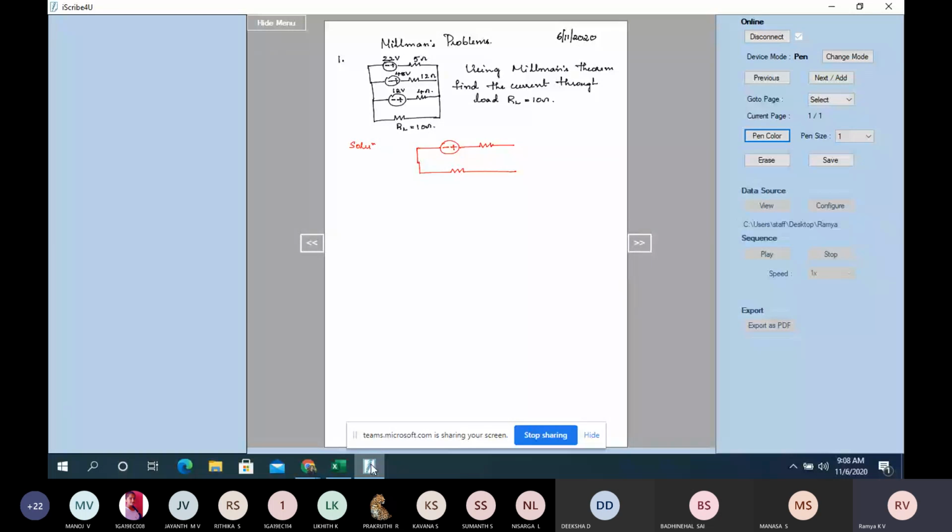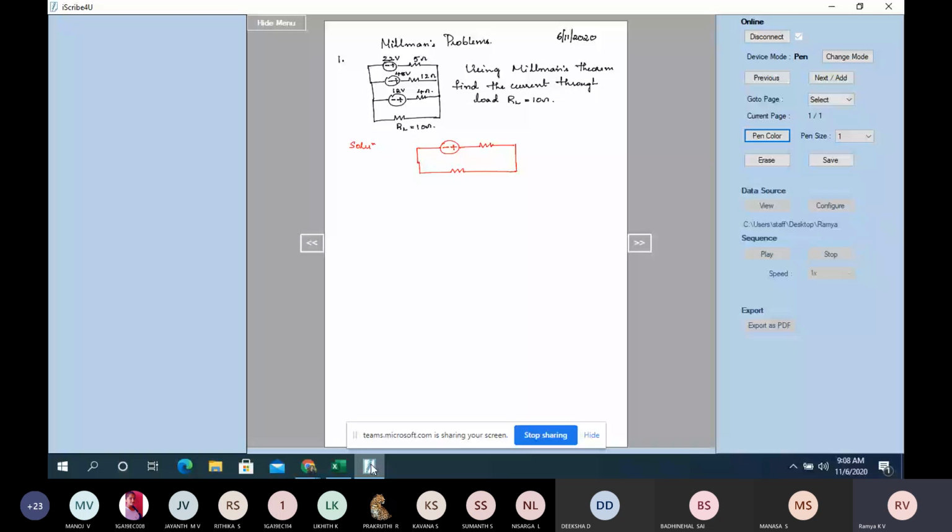So Millman's theorem states that if there are voltage sources in series with resistors, and such combinations are connected in parallel, then they can be replaced by a single voltage source and a single resistor. Now, according to the question, how many branches are there with a voltage source in series with a resistor? Three branches are there.